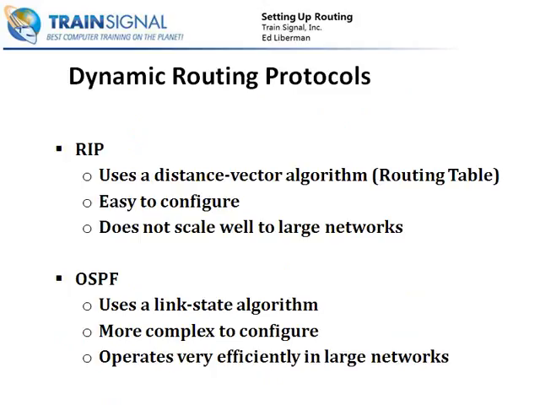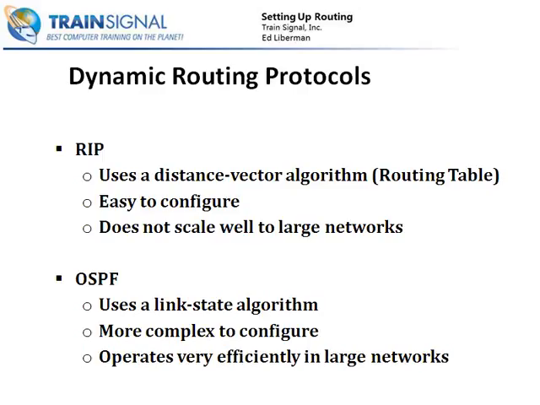First of all, RIP, which stands for the Routing Information Protocol. RIP uses a distance vector algorithm. Which, what the heck is that? Well, that's a routing table. Just a nice simple routing table, just as we've been speaking about all along. It's very easy to configure, easy to set up, but does not scale well to large networks. So RIP, real easy to use, easy to set up, got to keep it in a smaller environment.